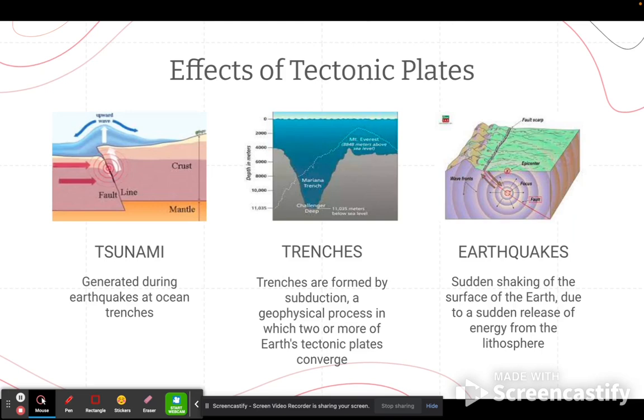Tsunamis are generated during earthquakes at ocean trenches. Trenches are formed by subduction, a geophysical process in which two or more of Earth's tectonic plates are converging. Earthquakes are sudden shaking of the surface of the Earth due to a sudden release of energy from the lithosphere.